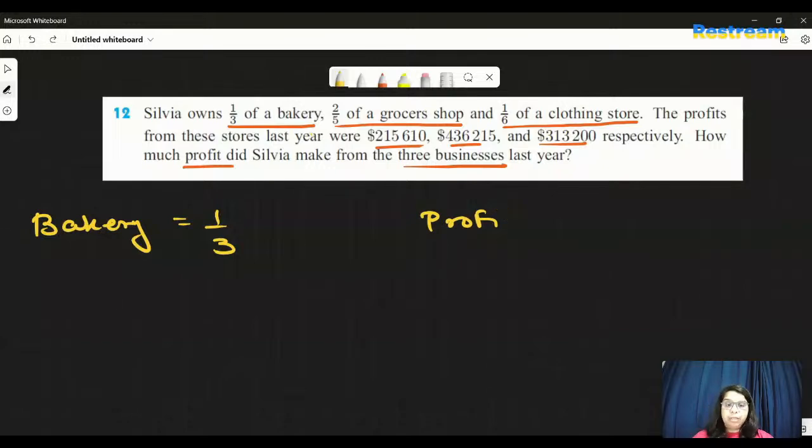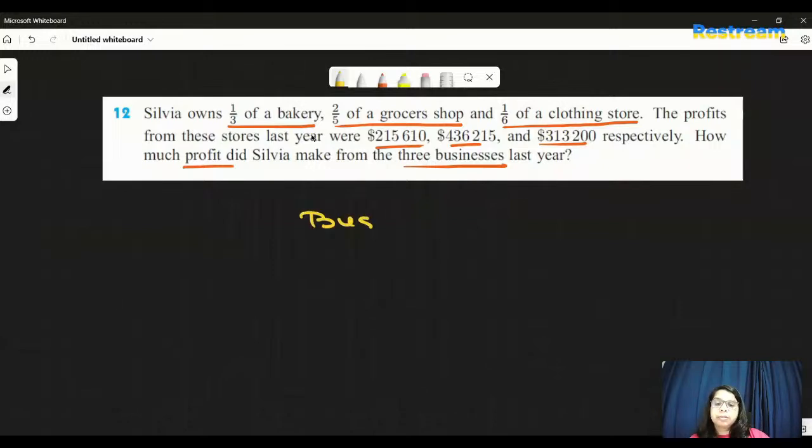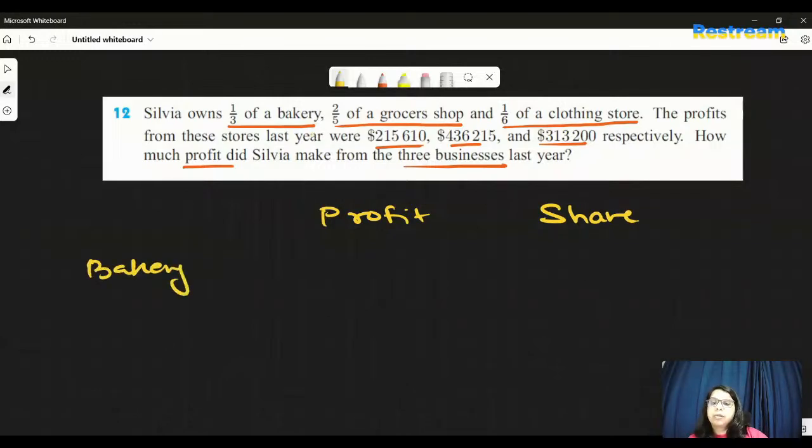okay, we can make a table in this case. I will show you the table method. The table method gives you a very good view of the entire information. So we are going to say business, profit, and Sylvia's share. Okay, first business is bakery. How much is the profit for bakery? 215,610. Share is 1 by 3.